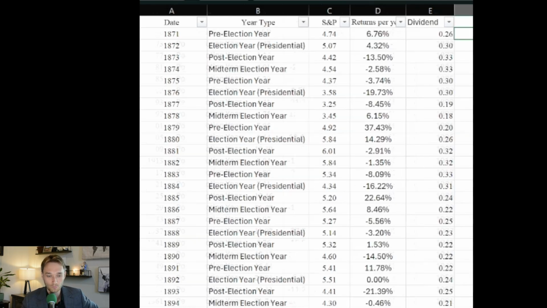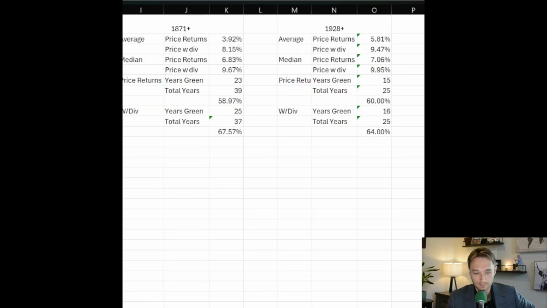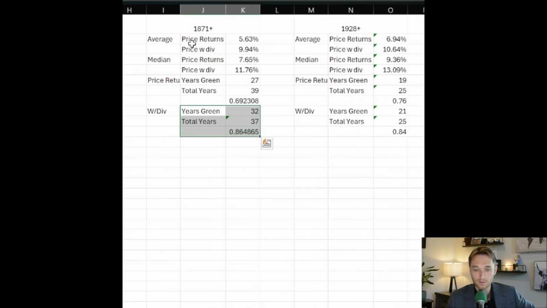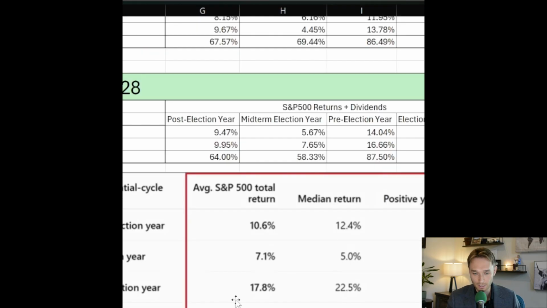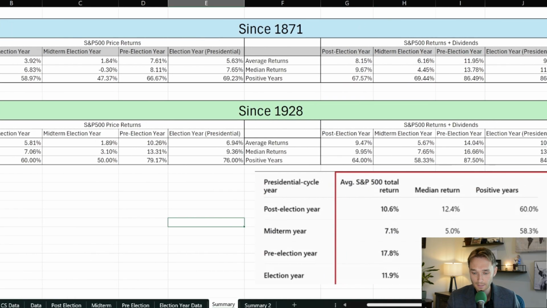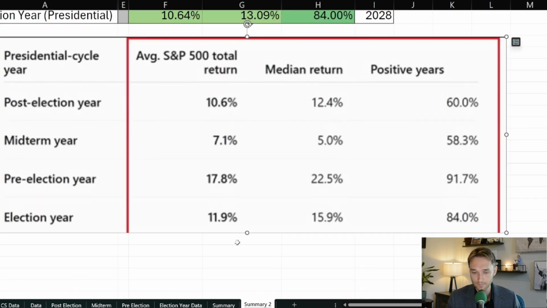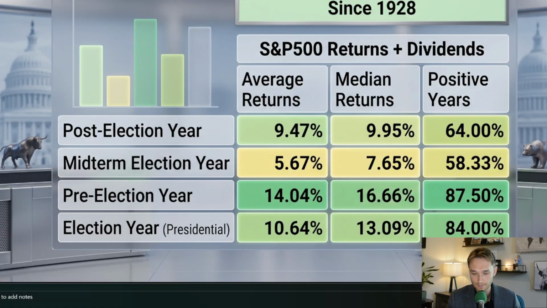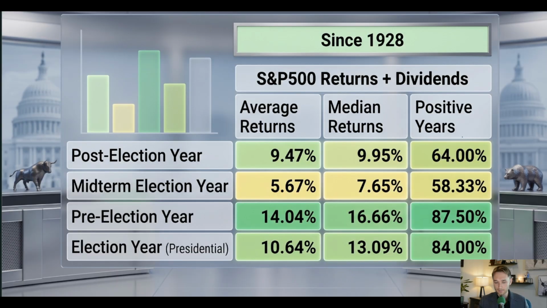Nevertheless, what I then did was pluck out each election year, pre-election, election, post, etc. Put them all in a table here. And ultimately grab price returns from 1871, price returns from 1928, and I'll show you why I did that. Price returns, median and average, with dividends, without dividends, positive years versus negative years. And I did it also for 1928. Here's the summary, the uglier version. And here's the semi-prettier version. And I had AI take my data and do something cool with it.